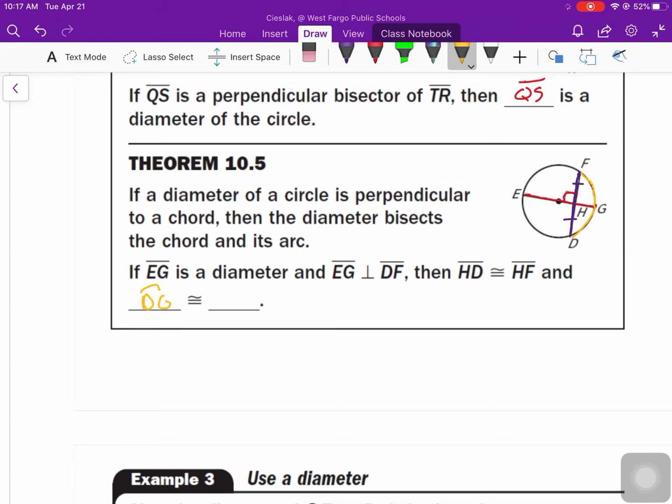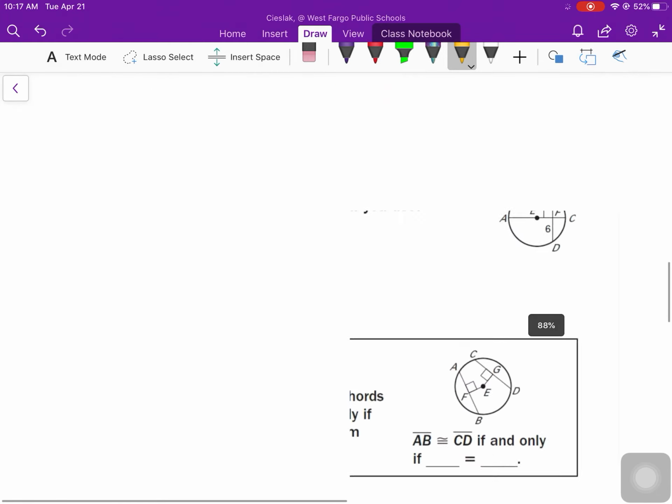So chord DG is congruent to chord. No, not chord. I'm sorry. Arc. Arc DG and arc GF. Okay, you could switch up the order there. Arc GD is congruent to arc FG. Okay, as long as you just use two letters, I know it's that minor arc you're talking about.